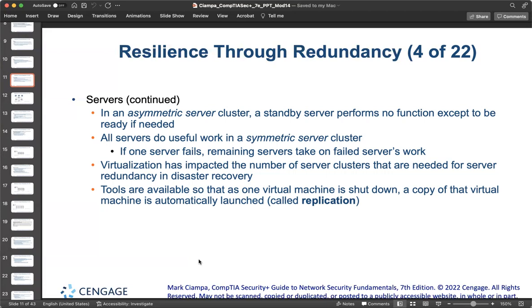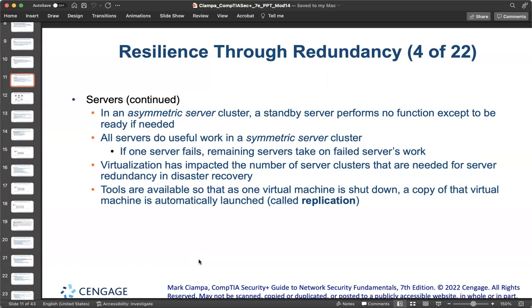They both have the services of the other one set up on them. So in case one fails, the other one can take over the roles and address those roles till this service comes back up. Virtualization has impacted the number of server clusters that are needed for server redundancy and disaster recovery, because we can virtualize many servers into just one virtual server through the clustering, right?